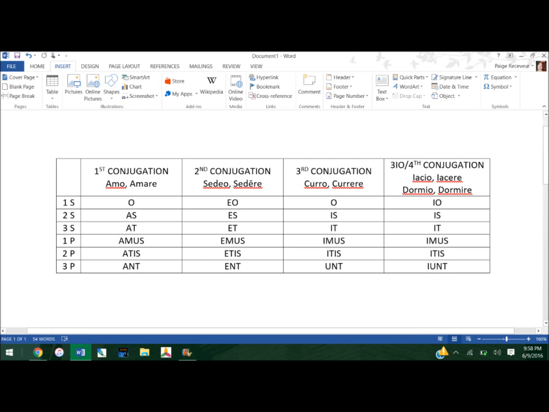Hopefully, you've now watched the video on how to form present tense. So I know that's a lot to remember. When do I change vowels? When don't I change vowels? So I came up with this thing called a vowel chart.